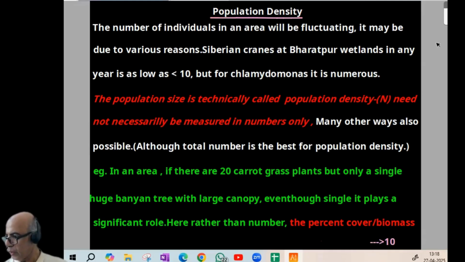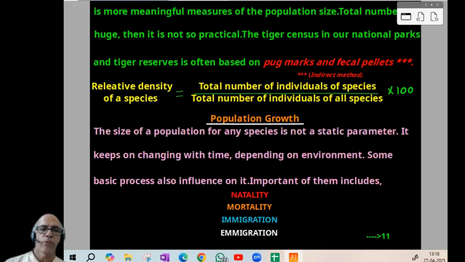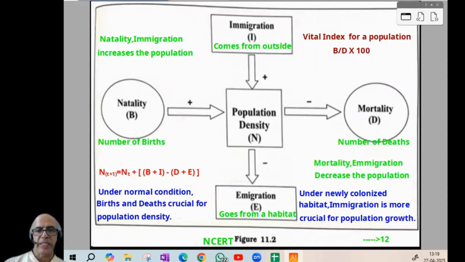Then we entered into a simple formula, relative density of species: total number of individuals of species divided by total number of individuals of all species into 100. Then came population growth. How population grows due to 4 events: natality, mortality, immigration, and emigration. A famous NCERT diagram, all terms given there, including vital index for a population, birth by death into 100. Then how population can grow, how population can have a degrowth.